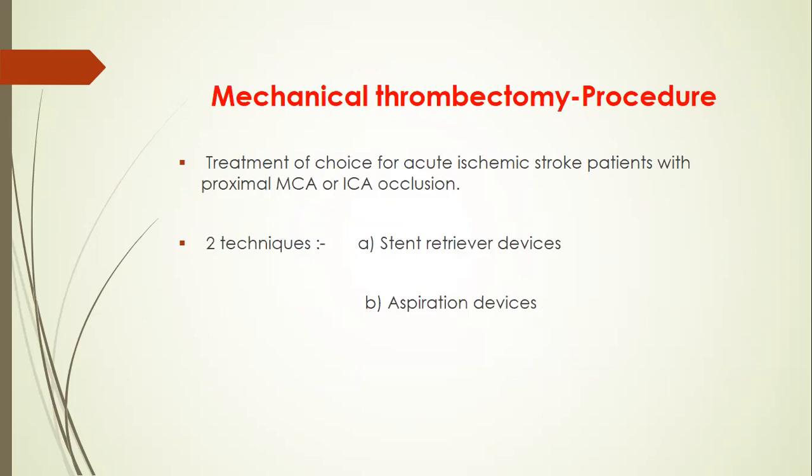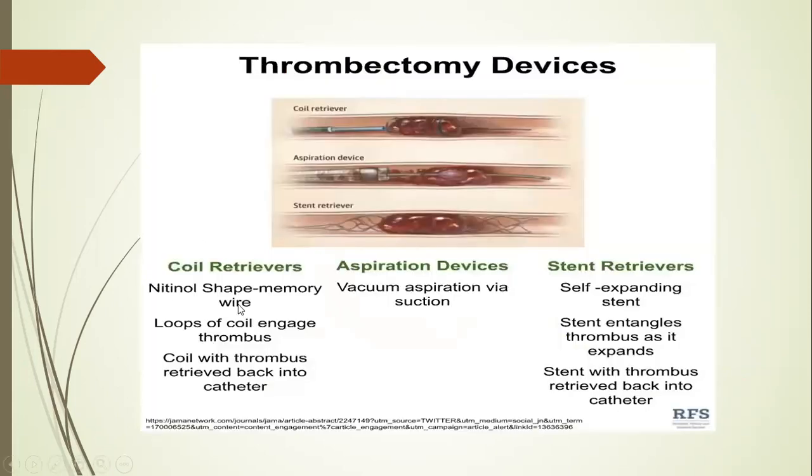Let us come to the procedure. There are two types of devices: stent retriever devices and aspiration devices. The first, the oldest one, is the coil retriever. This is the first diagram of a coil retriever. It is nitinol shaped, what they call a memory wire. It loops around the thrombus and retrieves it back into the catheter.